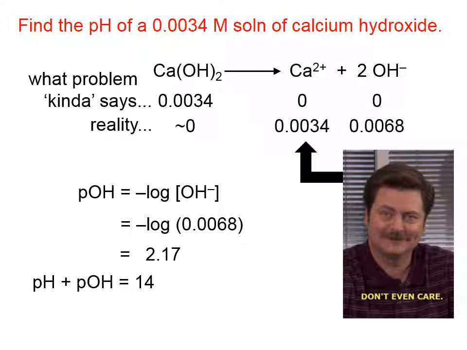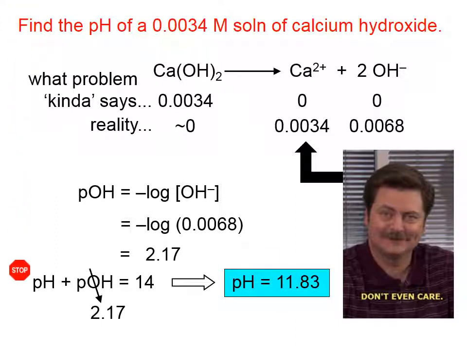And since the sum of those two at 25 degrees Celsius, which we're going to assume we are at, is equal to 14, then we can easily find the pH to be 11.83. And we would expect a pH higher than 7 for some sort of a basic solution.